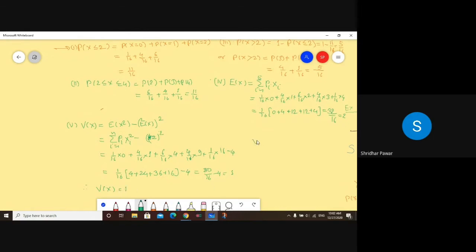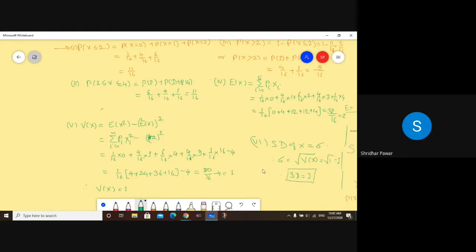Now the last answer. Standard deviation, SD of x is equal to sigma. Therefore, sigma is equal to under root of variance of x. So root of 1 is 1. Therefore, SD is 1. So simple answer.